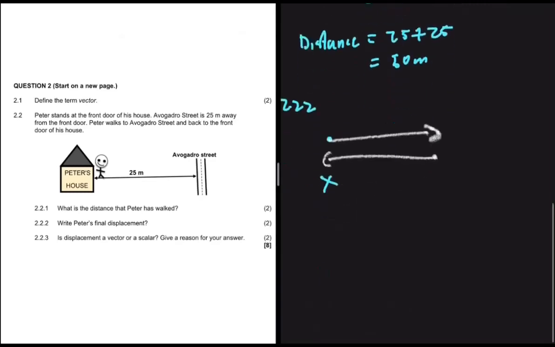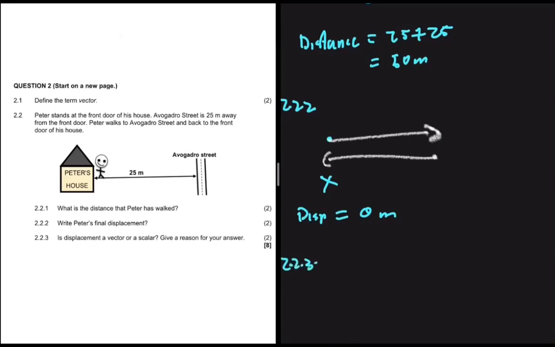So Peter's displacement in this case will be equal to 0 meters because there's no change in his position. The distance is 50 meters because distance is defined as the length of the path taken, but the displacement is 0 meters because displacement is defined as the change in an object's position.